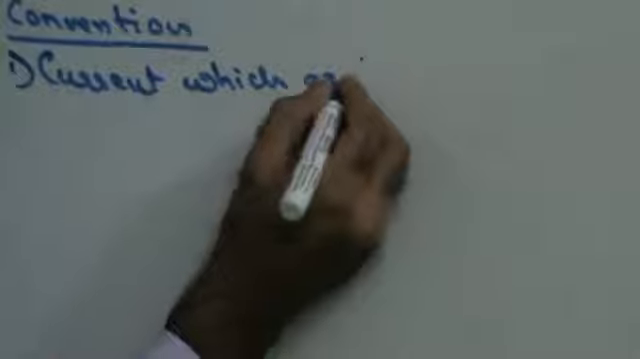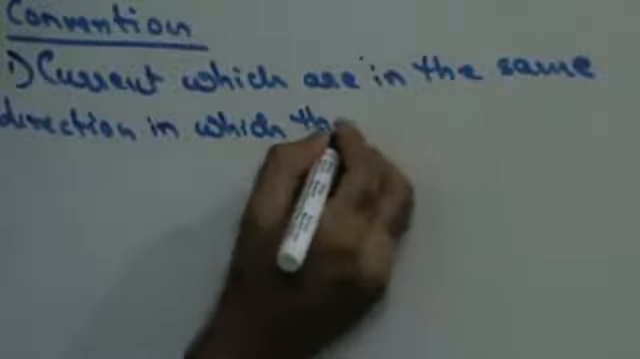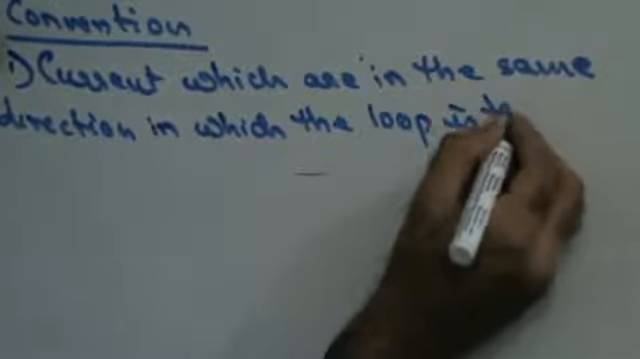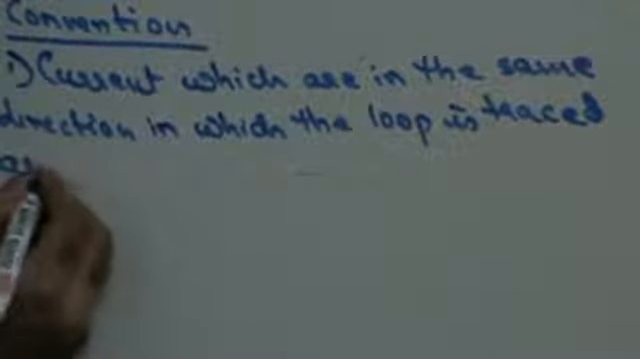For Kirchhoff's second law of a closed loop, the convention is that currents which are in the same direction in which the loop is traced are treated as positive.